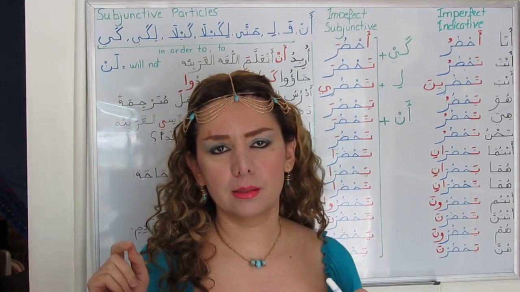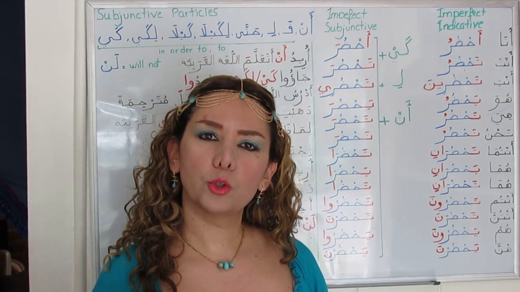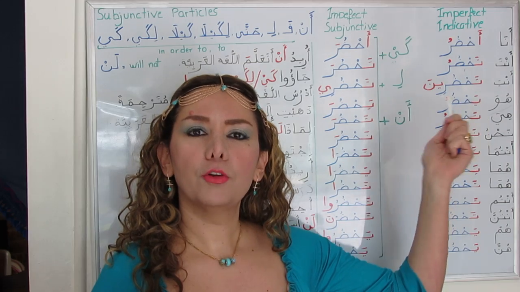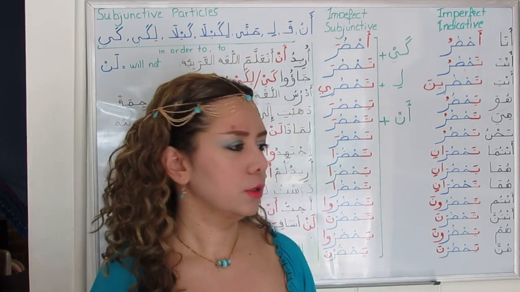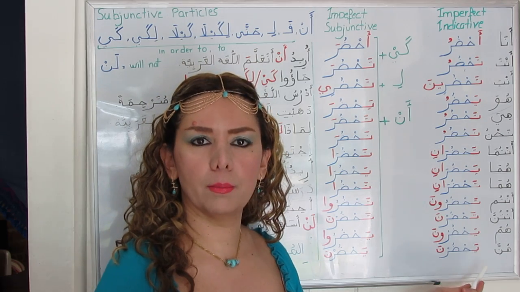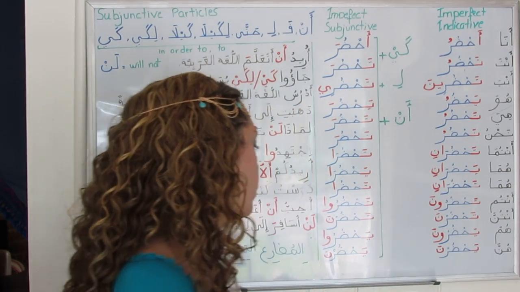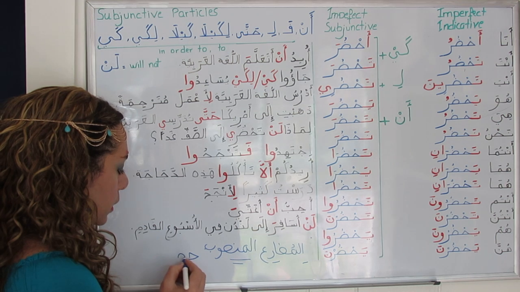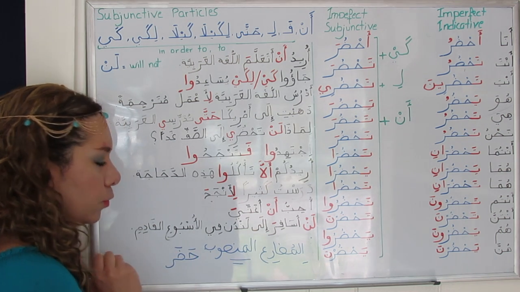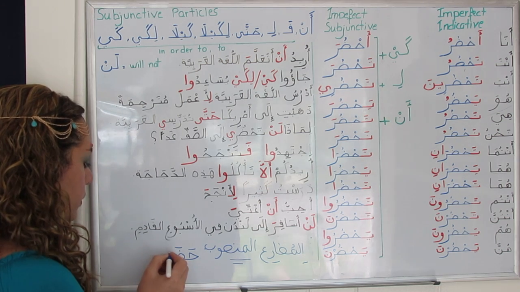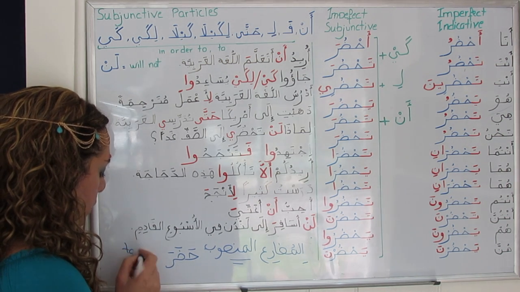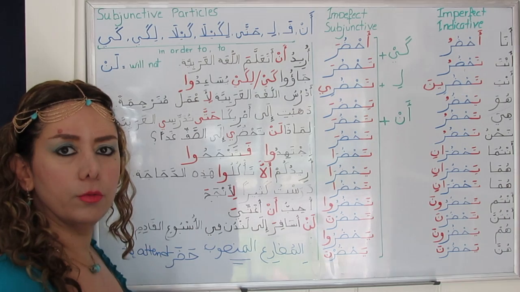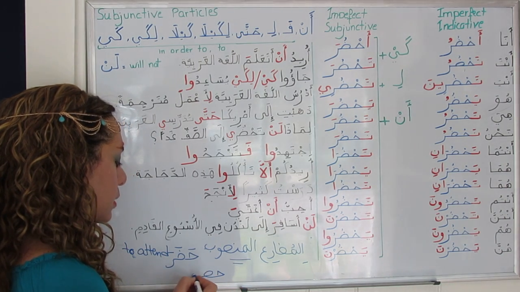So in our last lesson, we learned how to conjugate the verbs in the present tense in the indicative mood, the imperfect indicative. So here is one example to recall what we have learned before. The verb حضر. حضر is a sound verb, form 1. It means to attend. And the verbal noun of حضر is حضور, attendance.